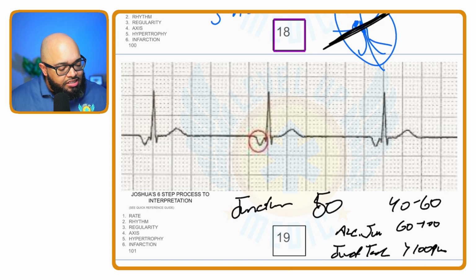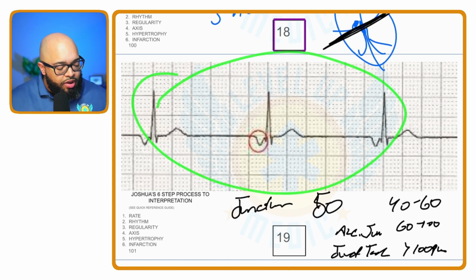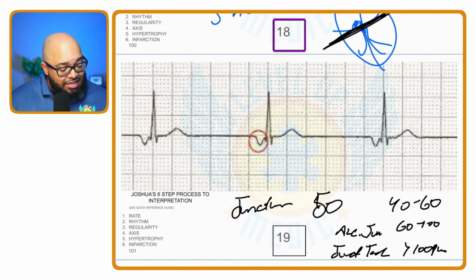This is an example of a junctional rhythm where you have an inverted P wave. The other option is to have no P wave at all, so an absent P wave and then a QRS and a T. It would just be a flat line. In this case, it's inverted. Either one of those satisfies the definition of a junctional rhythm.